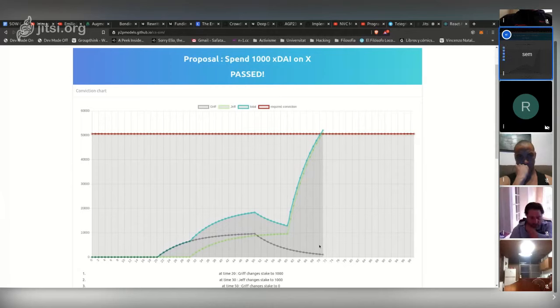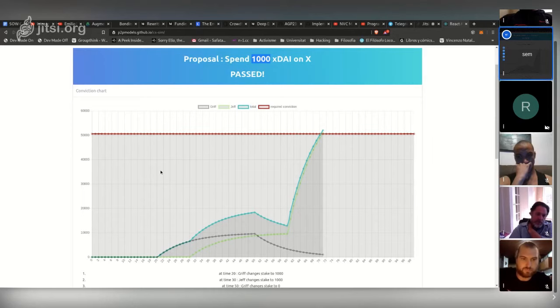Here we have some people voting, and the sum of the convictions is the one that counts. In order for a proposal to pass, the conviction needs to reach a certain threshold. In this case, it is 50,000 in order for a 1,000 DAI proposal to pass.